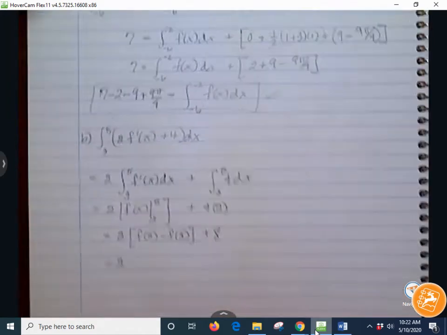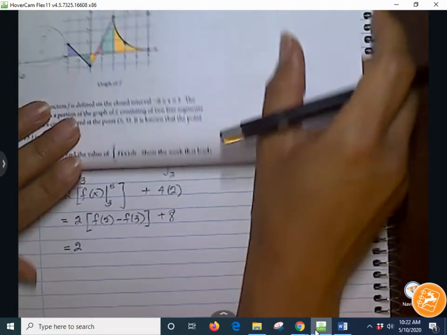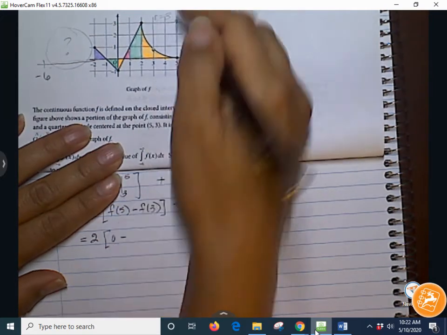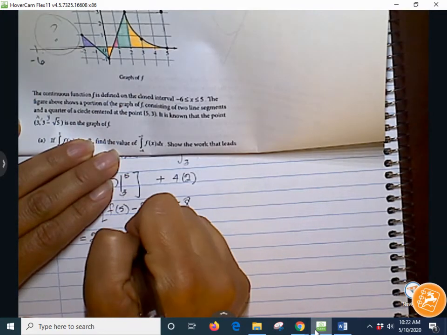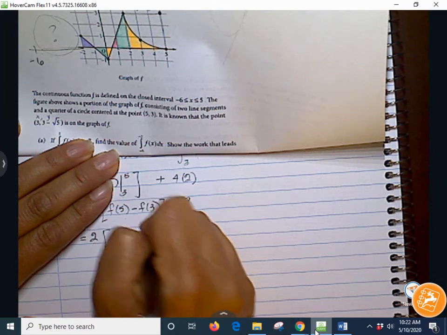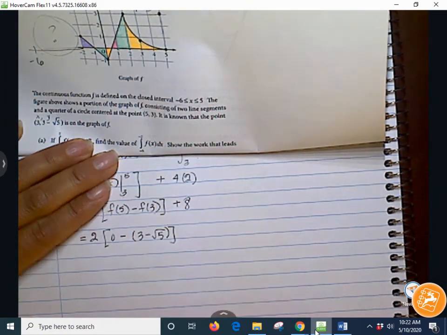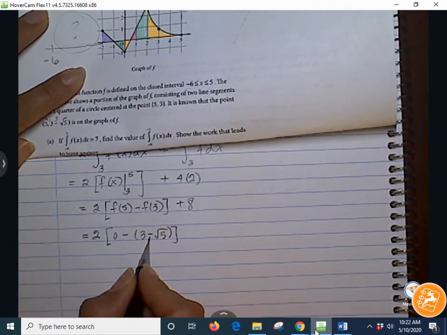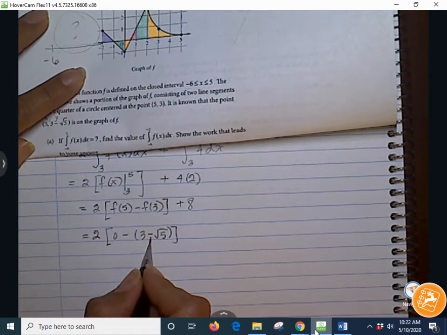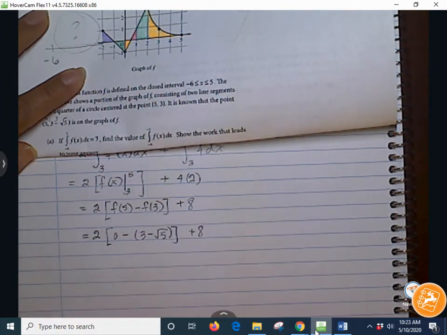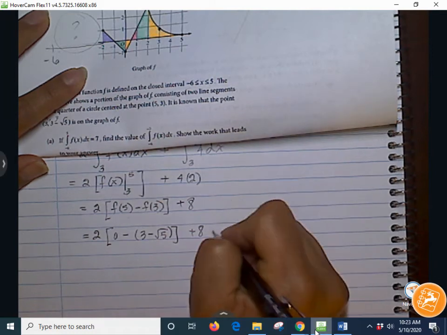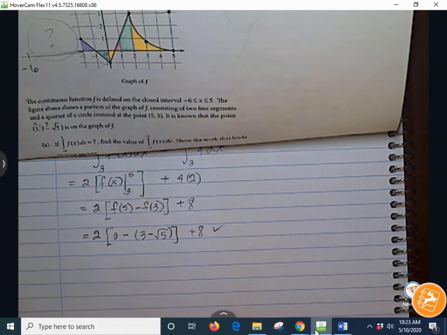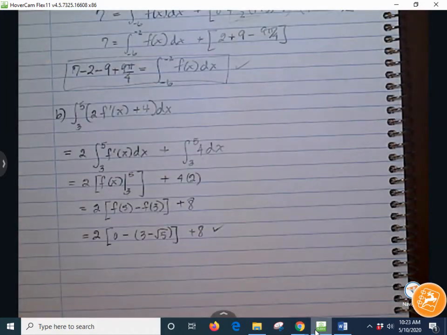So f of 5, I'm going to go to my graph. f of 5 is 0 minus f of 3 is, that deal. And so this is where parentheses matter, because if you don't put your parentheses, then you're not going to distribute that in, plus 8. And you can leave your answer like this. This is completely fine, and I'm going to do that because I don't want to mess up my simplifications and then lose my points, okay?